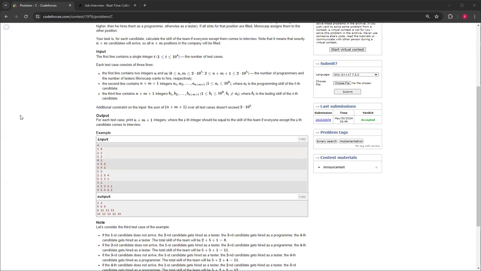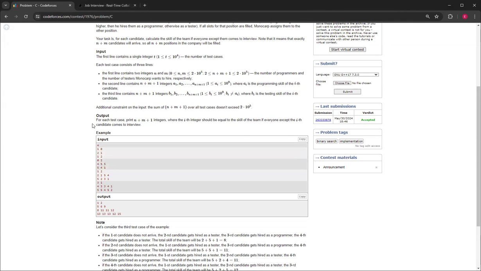And then for the next one, it would be no programmers, 2 testers. If we don't include the first one, then it would be 5, because 4 plus 1, which are the tester skills of each of them. If we include the first one but don't include the second one, then it would be 5 plus 1, which is 6. And if we don't include the third one, then it would just be 5 plus 4, which is 9.